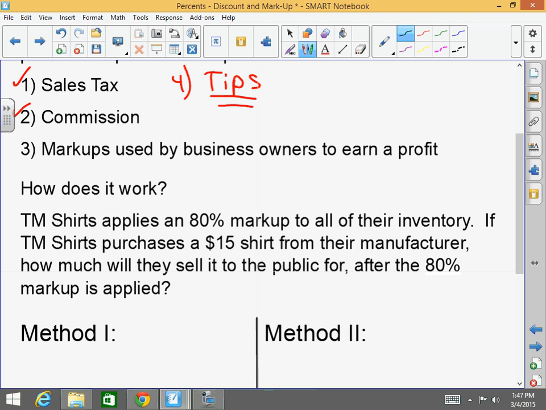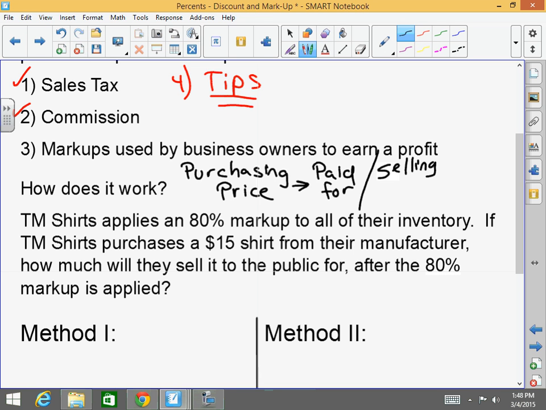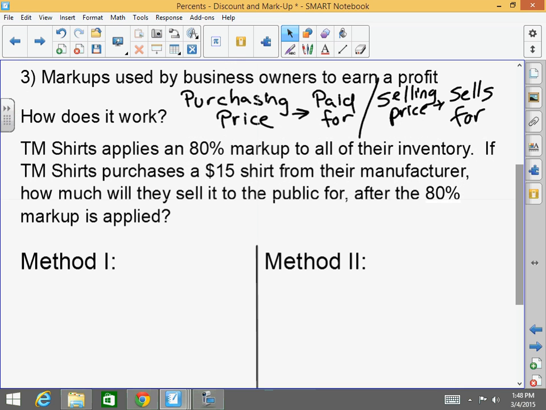Okay, remember how in discounts we had selling price and sales price? Well, in this case, for markups, you have what's called a purchasing price. A purchasing price is what you paid for, the original price of what you paid for. And again, selling price is what that company will sell it for. The selling price is always larger than the purchasing price, just like the sales price is always less than the selling price. So, same exact method is used for markup and discount, except for discount we subtract, for markup we add.